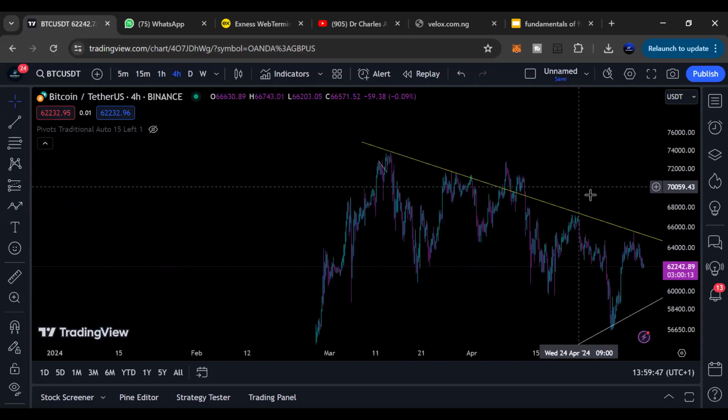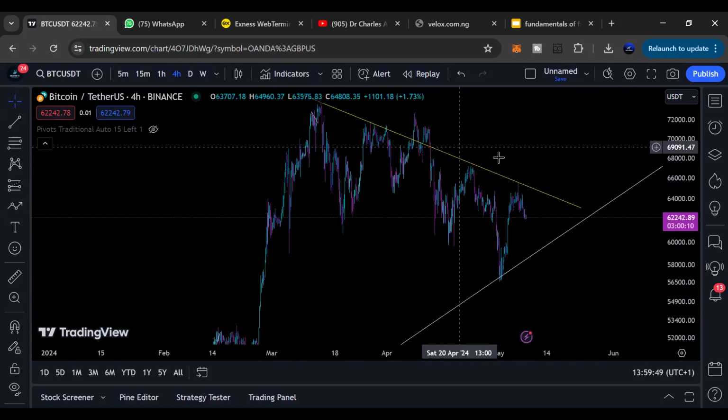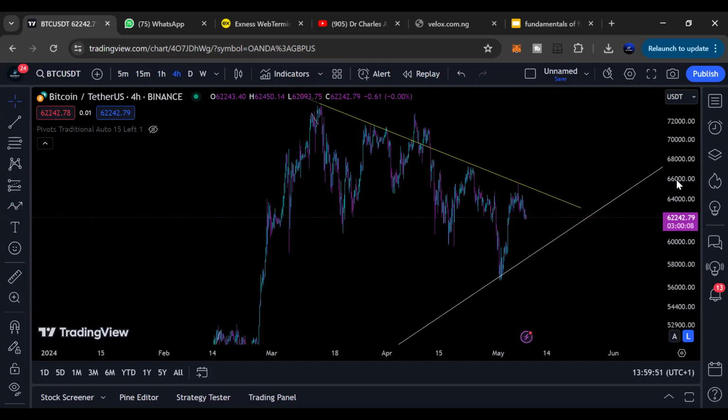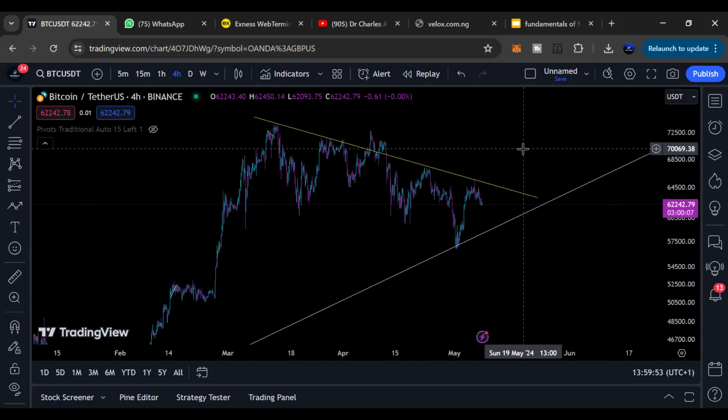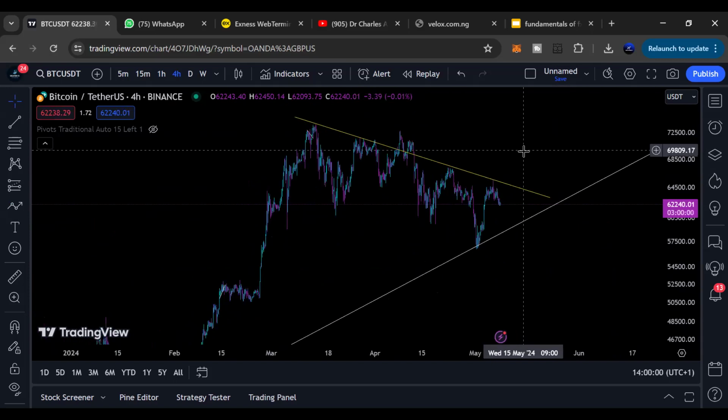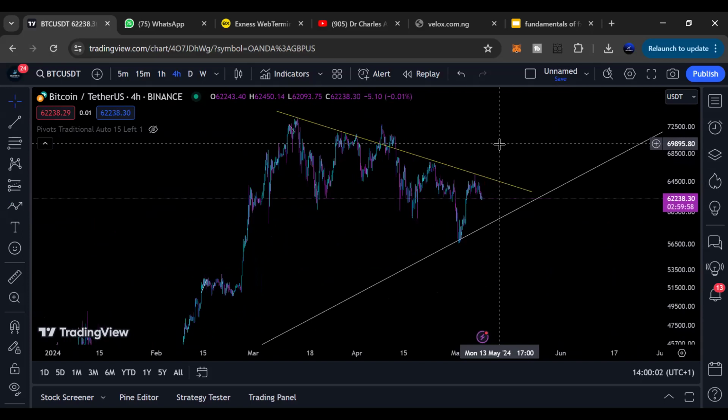So we can all attest to the fact that this is a daily experience in the course of our trading. Now, there is an indicator that has helped me to properly know how to set my stop loss. And that indicator is called ATR. ATR simply means average true range, which actually measures volatility.